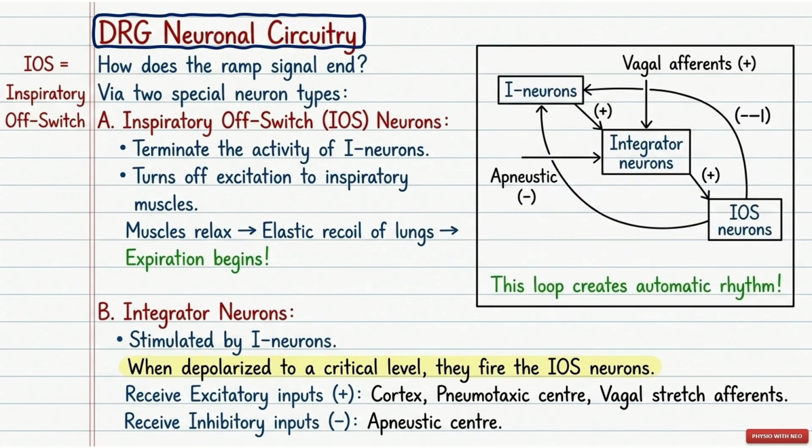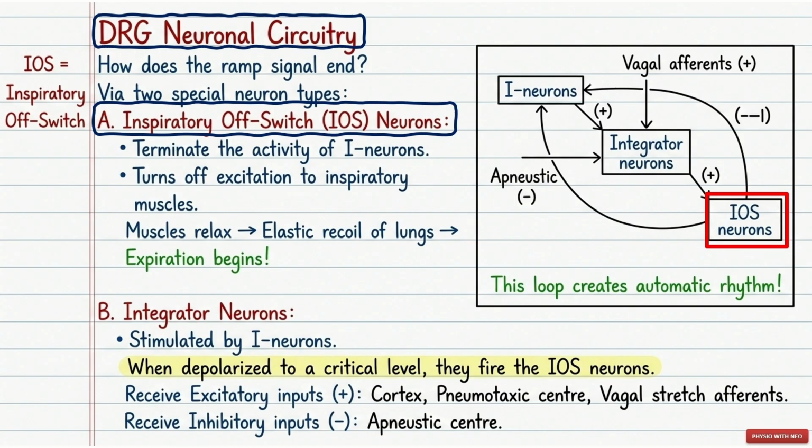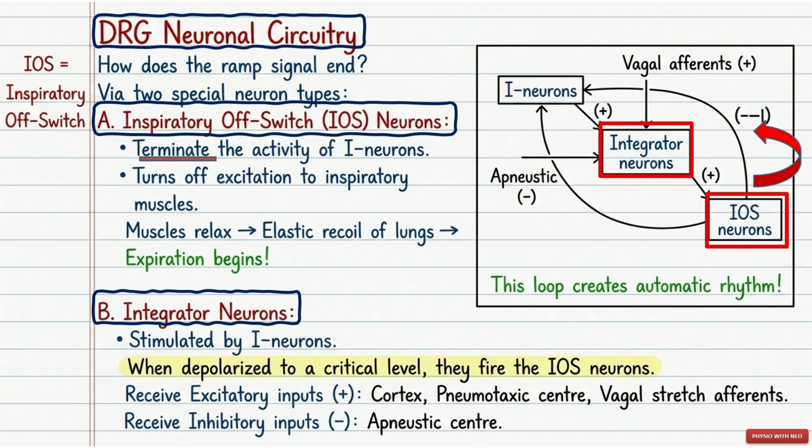It works via 2 types of neurons, that is inspiratory off switch neurons and integrator neurons. In this, inspiratory off switch neurons terminate the activity of I neurons. Thus, it turns off the excitation to the inspiratory muscles, then the muscles relax, causing elastic recoil of lungs and the expiration begins. Whereas integrator neurons are mainly stimulated by the I neurons, and when depolarized to critical level, they fire the inspiratory off switch neurons.